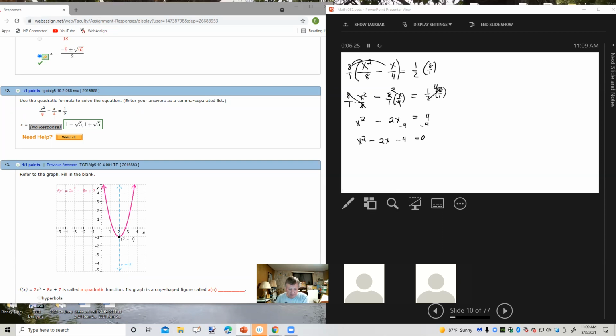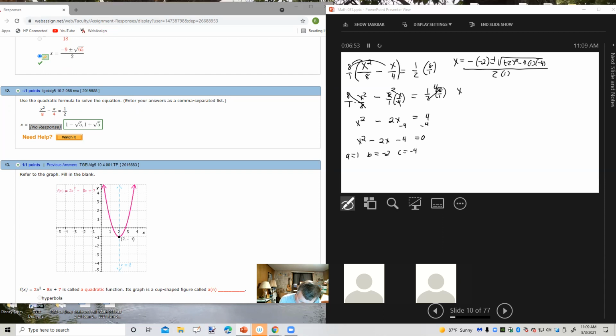All right, so now A is 1, B is -2, and C is -4. X equals negative B plus or minus the square root of B squared minus 4AC, all over 2A.